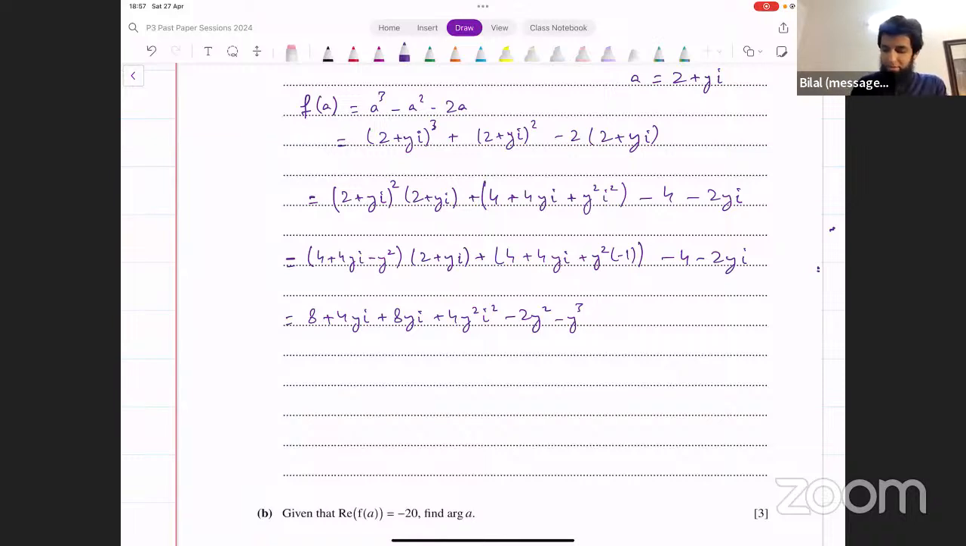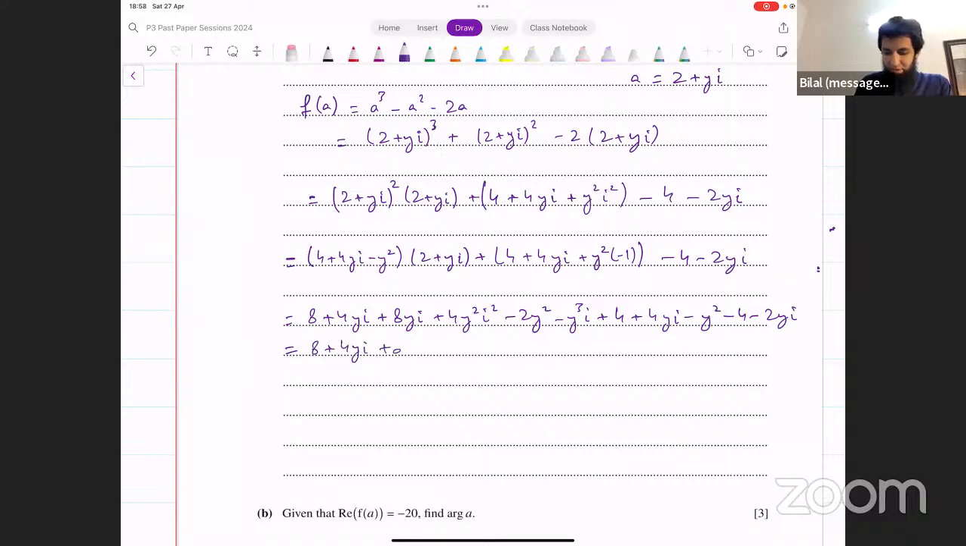Now, let's simplify the rest of it. That becomes 4 plus 4y iota minus y squared minus 4 minus 2y iota. Okay, now what are the constant terms? In fact, let's simplify this a bit first. It becomes 8 plus 4y iota.